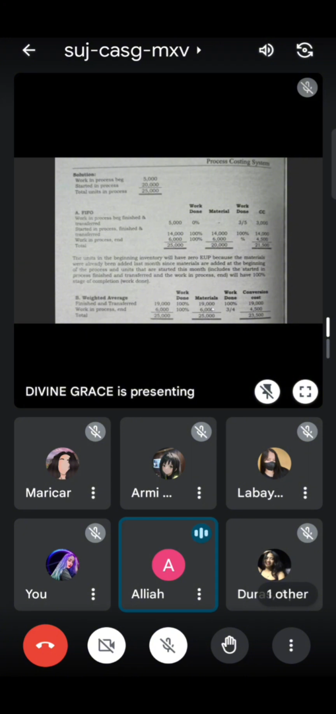Paano naman makukuha yung EUP for labor and factory overhead or conversion cost? Parehas din lang ng computation dun sa even application of cost kung saan yung work done ay galing dun sa given sa problem. I-multiply lang si work done kay units to get the EUP. Same din lang dun sa weighted average method. At ayun lang. Next.